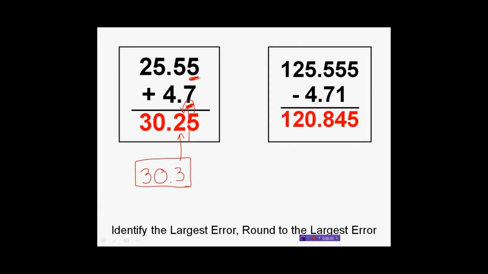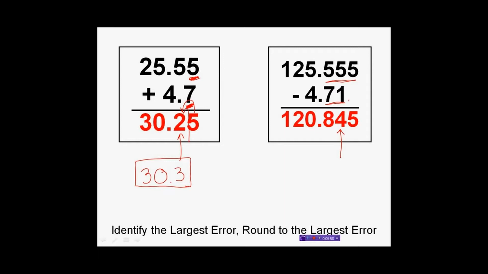In the problem to the right, let's check it out. I have 3 decimal places. This is addition and subtraction, so we're concerned about decimal places. This has 2 decimal places right here. Therefore, my problem is going to be rounded to 2 decimal places. The least precise place is the hundredths.